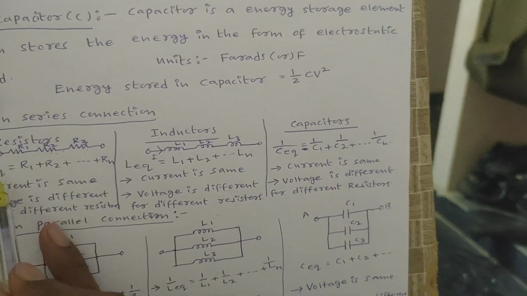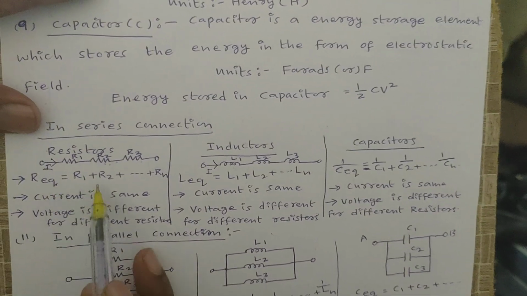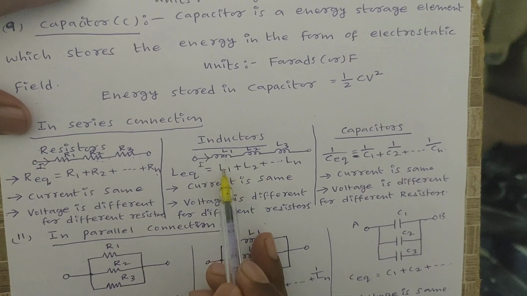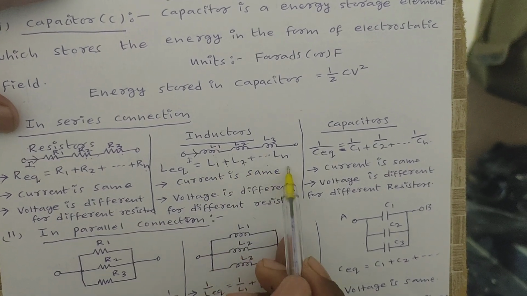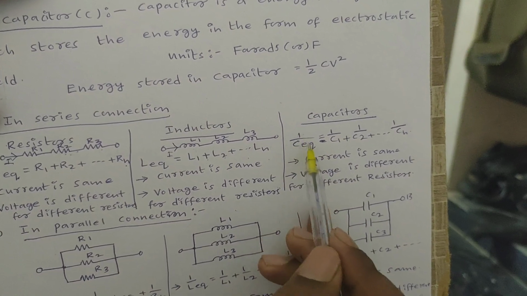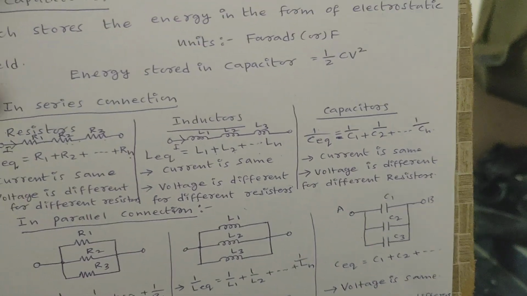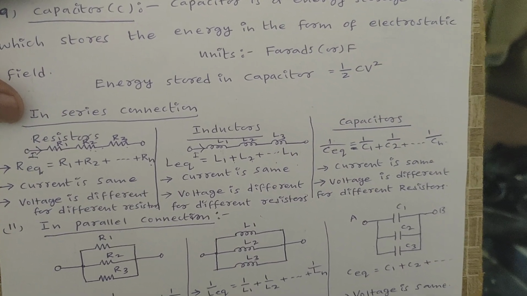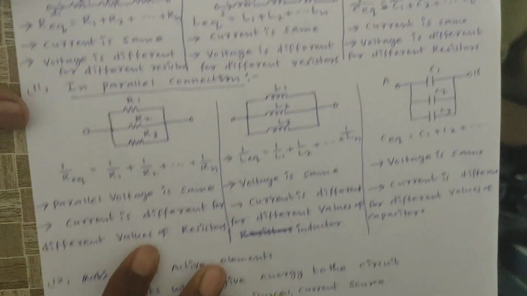See here, in case of resistors, the equivalent resistance will be R1 plus R2 plus so on Rn. In case of inductors, equivalent inductance will be L1 plus L2 plus so on Ln. But in case of capacitance it will be different. You can remember this formula: 1 by C equivalent is equal to 1 by C1 plus 1 by C2 plus so on plus 1 by Cn. That is about series connection.